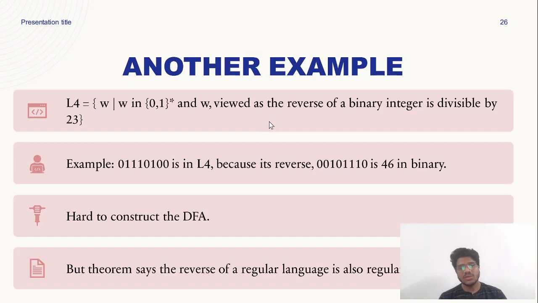Here is another example, language L4: w in {0,1}* where w, viewed as the reverse of a binary integer, is divisible by 23. For example, 0001 0111 0 is in language L4 because its reverse, 0 1110 1000, is 46 in binary. It is hard to construct the DFA, but a theorem says the reverse of a regular language is also regular.